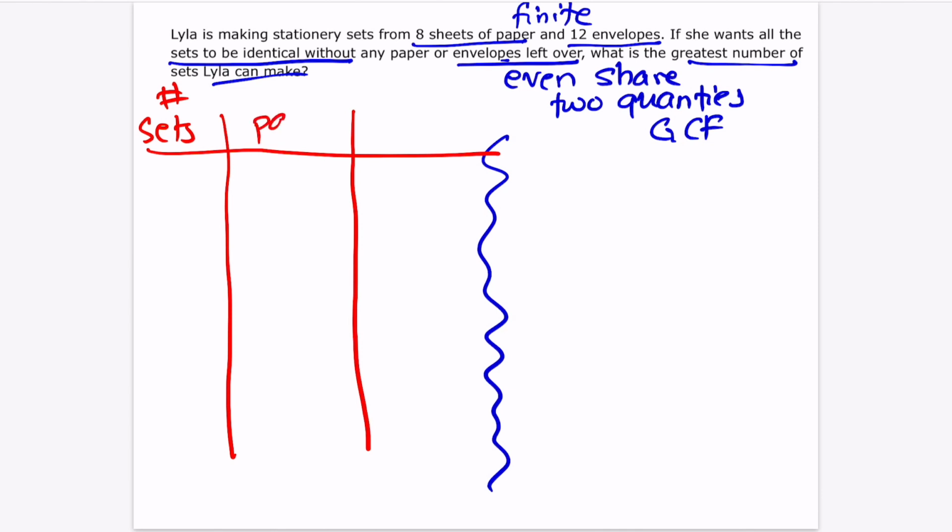And we have paper with 8. And we have envelopes with 12. So if I start with 1, which is the easiest, I can put all 8 pieces of paper and I can put all 12 envelopes, nice and easy.